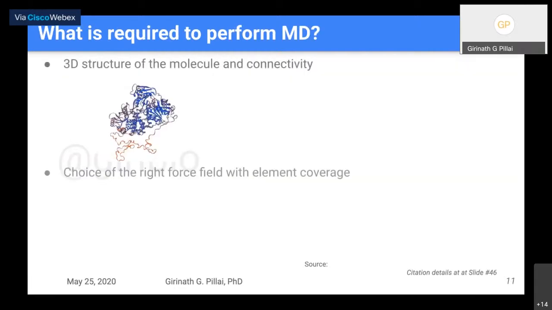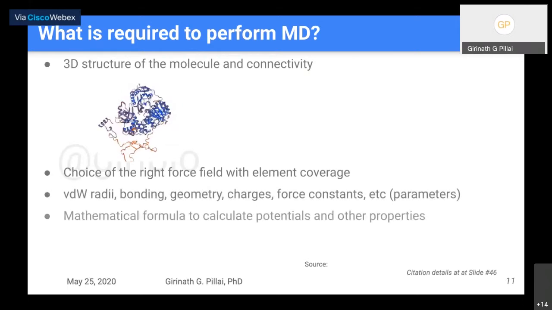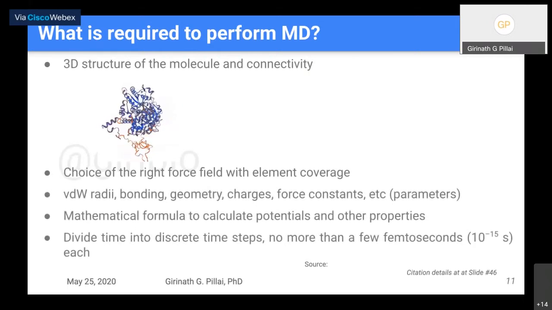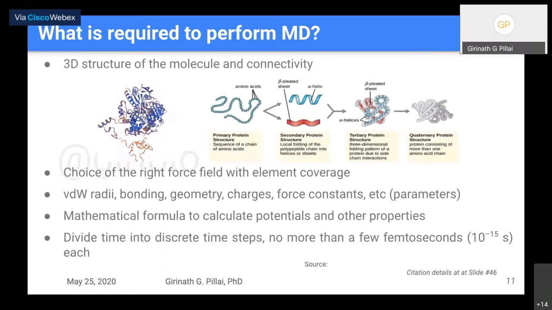Now, what is required to perform MD? A 3D structure of the molecule and the connectivity. It could be a protein, a DNA, an RNA, whatever it is, but you need to have the connectivity and the 3D structure. It can be a primary, secondary, tertiary, or quaternary protein as per your problem statement.